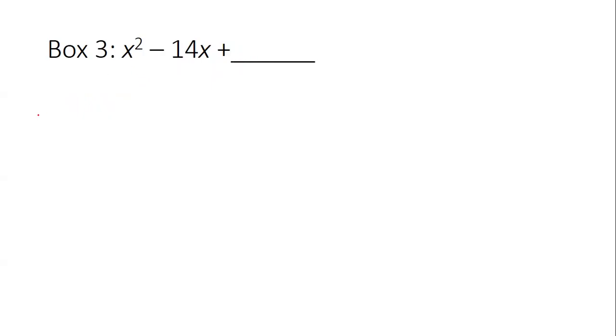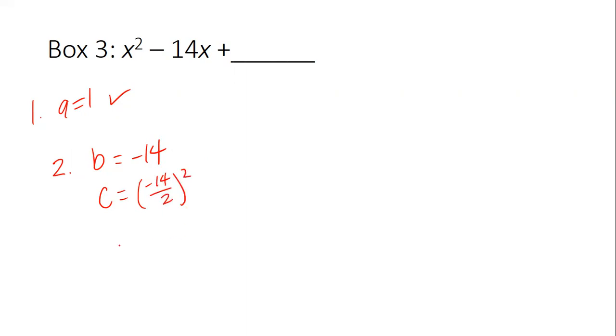So example 2, we're going to look at our a. Our a equals 1, so we don't have to divide it out. Step 2 is to find our c. Our c comes from our b. Our b equals negative 14. So c equals negative 14 divided by 2 squared. What is negative 14 divided by 2? Negative 7. And what is negative 7 squared? 49. So our blank is 49.